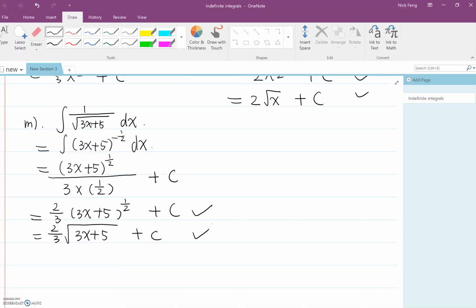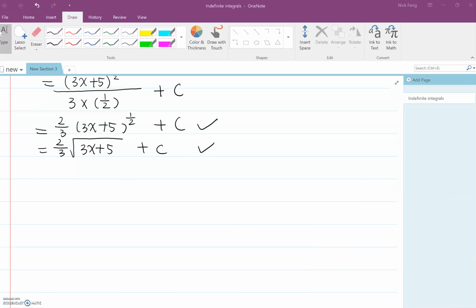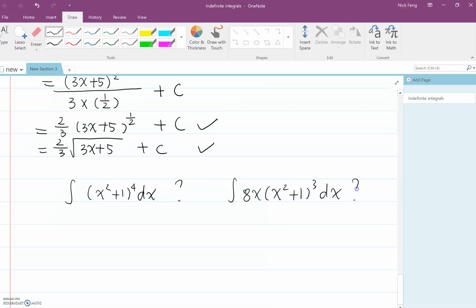Now let's answer a question we raised before. What happens if I want to integrate something that is not linear inside the brackets with some power? For example, would we be able to integrate this or this? The answer is this is no and this is yes. And I'm going to show you why.